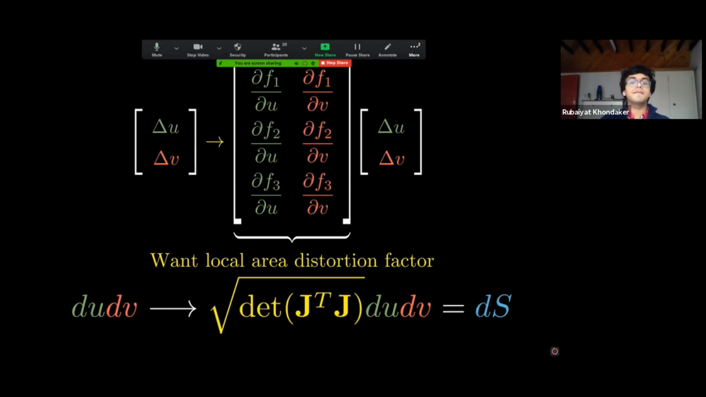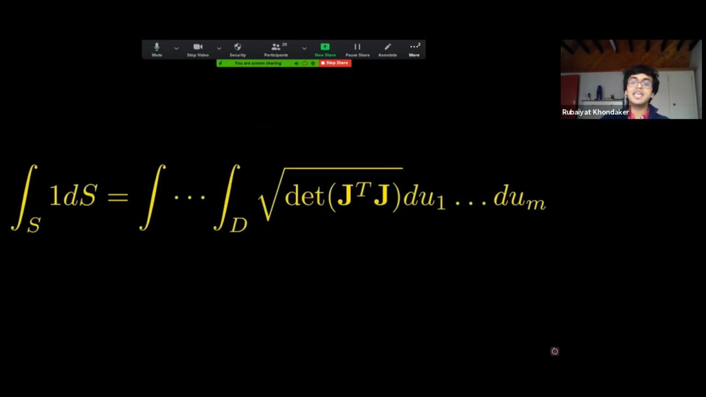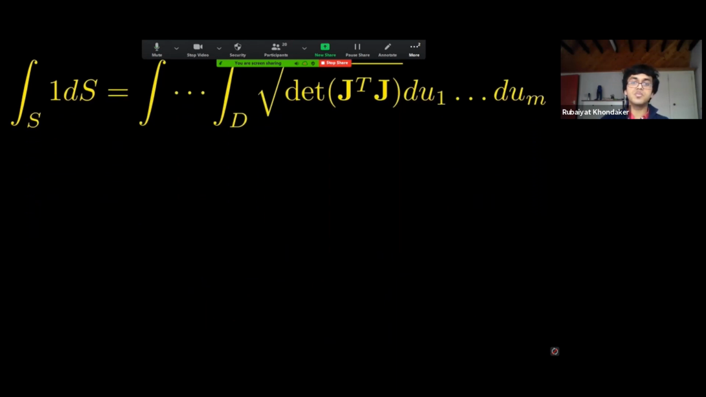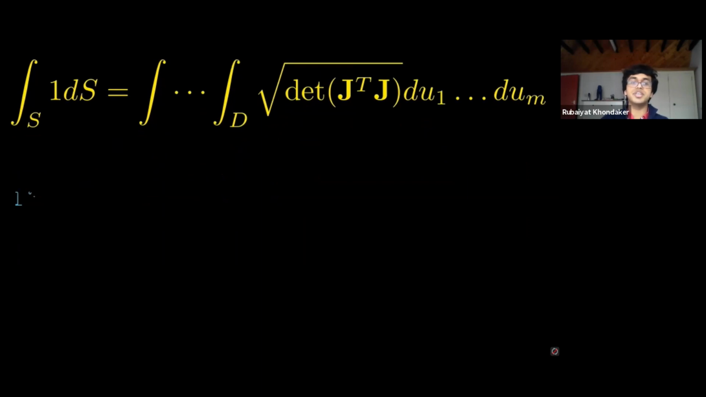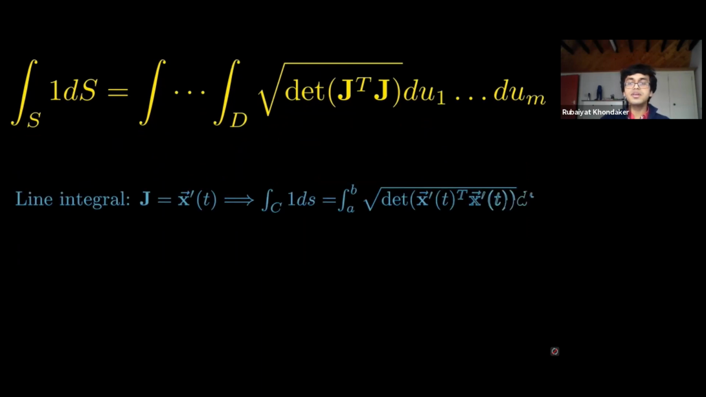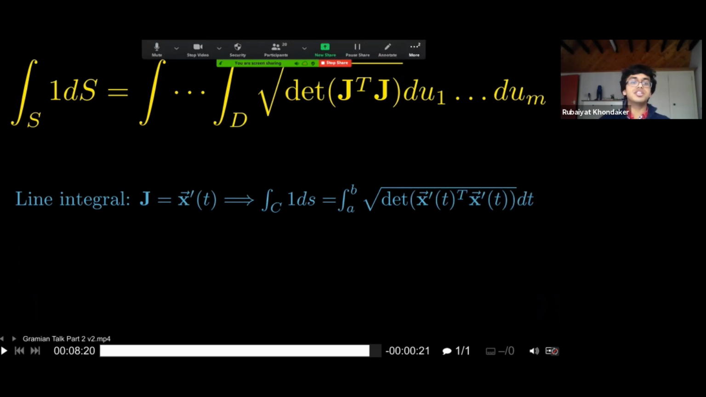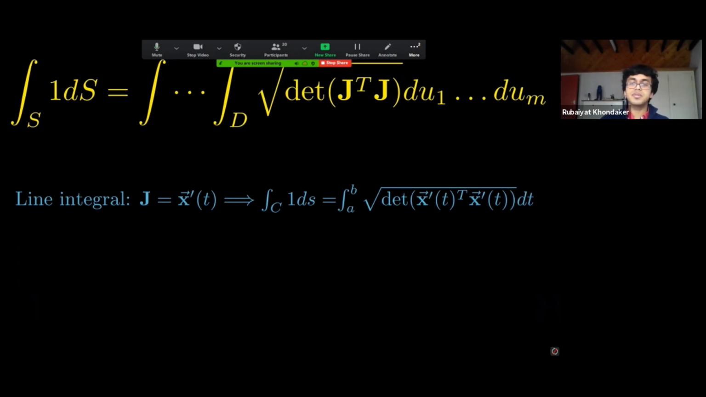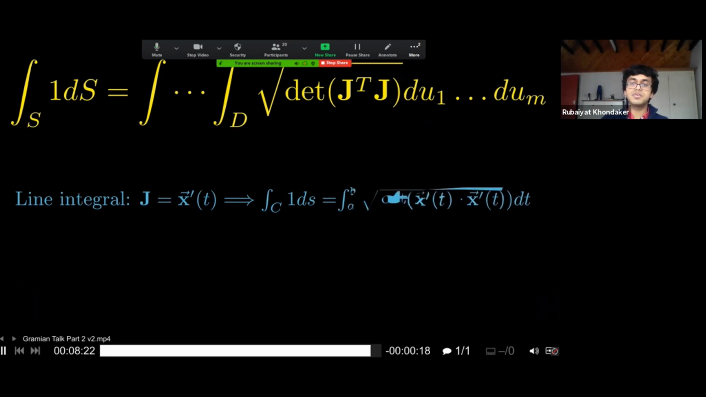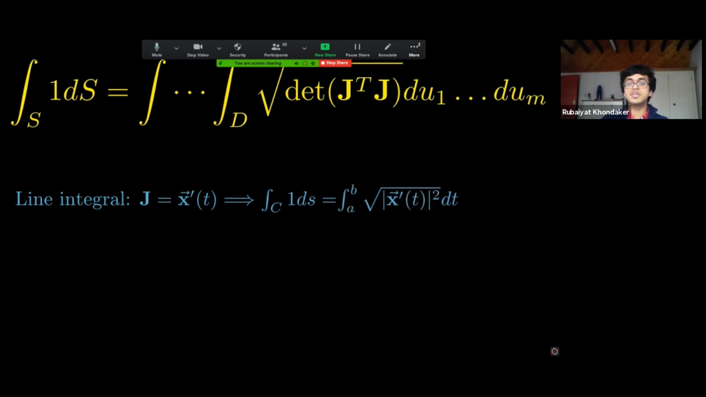So this formula is the general surface integral formula. We do square root determinant of J transpose J. So for example, for a line integral, the Jacobian matrix is just x prime of t. So here you'd have square root determinant of x prime of t transpose x prime of t. So that's just a dot product. It's just the length squared. The length. And that's the line integral formula.